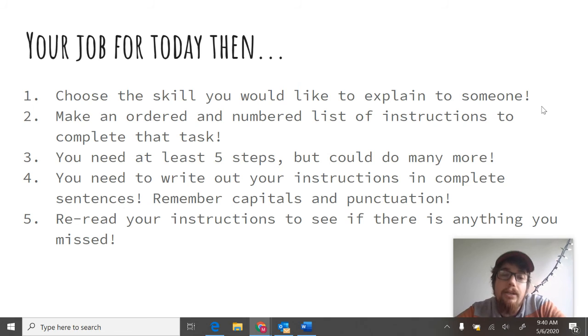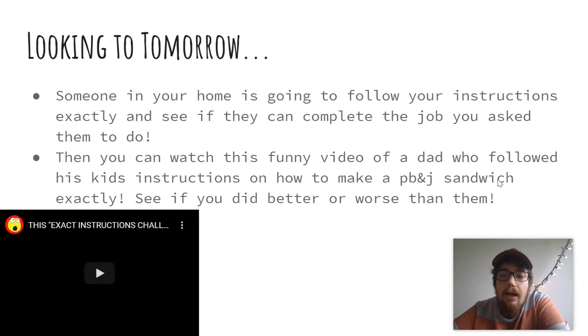Think about how many you would absolutely need to do to make sure that no one could make a mistake when following your instructions. 4, you need to write out your instructions in complete sentences. Remember capitals and punctuation. 5, reread your instructions to see if there's anything you missed, okay? So once you've written them all out, once you're sure that they are good, reread them, okay? Double check, see if there's anything else that you need to add, anything else you need to say if you were to follow those instructions exactly. Okay, and that's it for today.